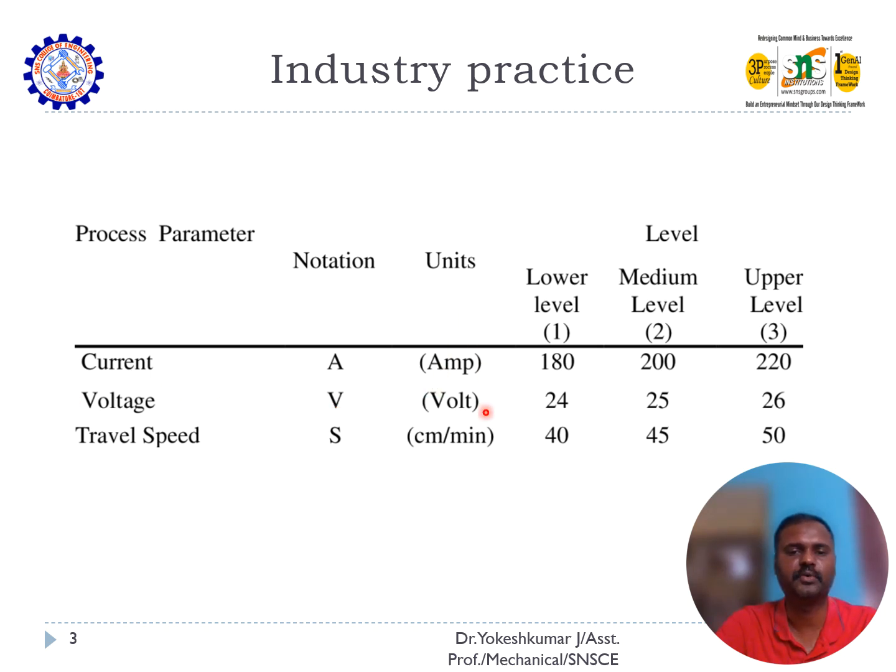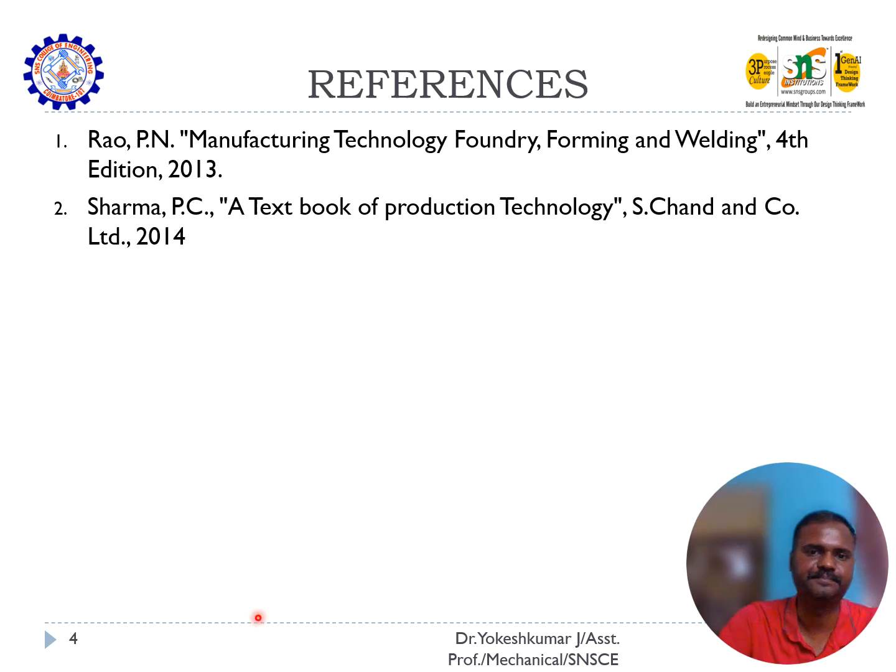The unit for voltage is volts. The levels for voltage in industrial practice are 24 volts, 25 volts and 26 volts. Then coming to the travel speed, in centimeters per minute, notated by the letter S. The usual industry practice is 40, 45 and 50 centimeters per minute.